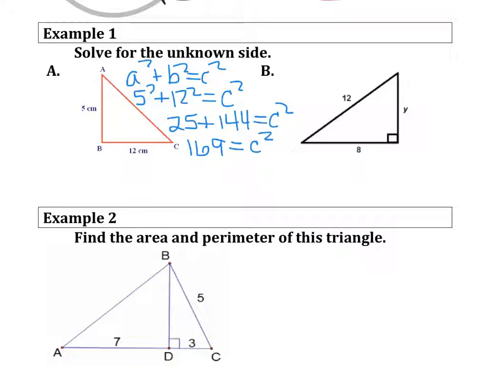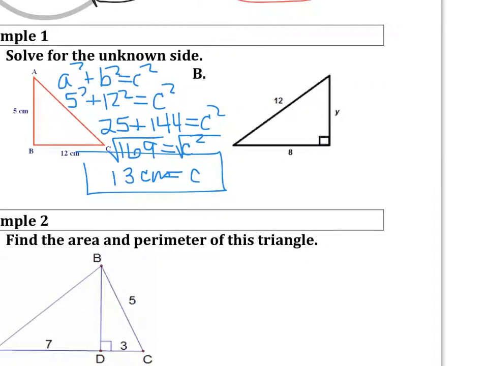Now, to get rid of the squared, the only way to undo that is to take the square root. So now I will take the square root of both sides, and I'll find that c is equal to 13 centimeters. So that's my missing side there.